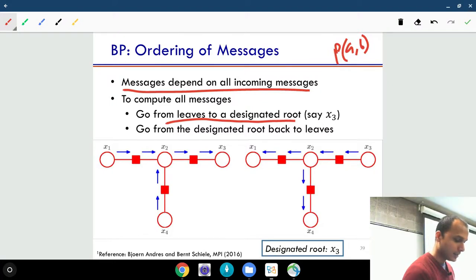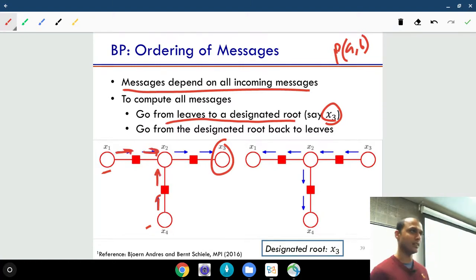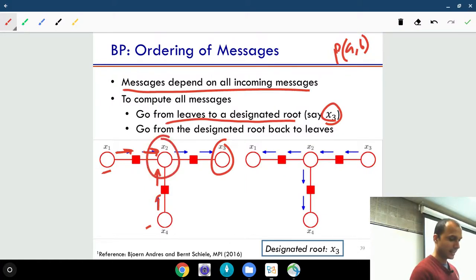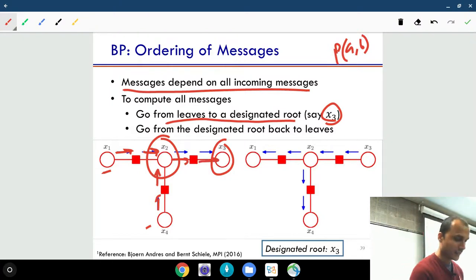In this case, x3 is the root node, arbitrarily chosen. So I start passing messages from x4 and x1. It's easy to see that these are the 2 messages. There's no issue of circular logic here. And then at x2, you got 2 incoming messages. You know what the target is, so you send it forward like this, and here to there is also fine.